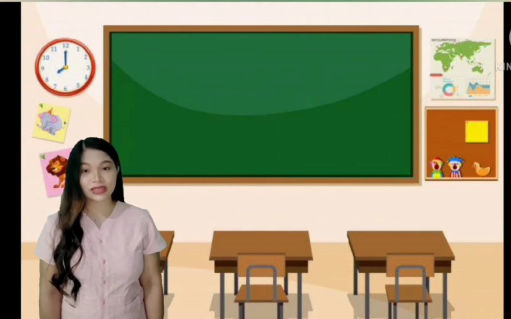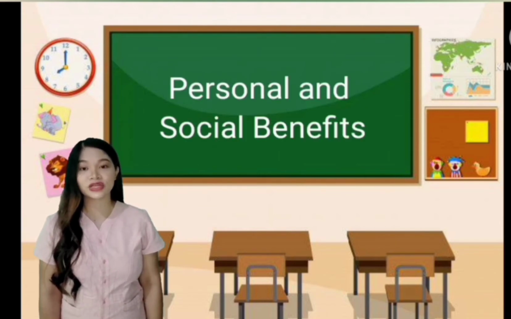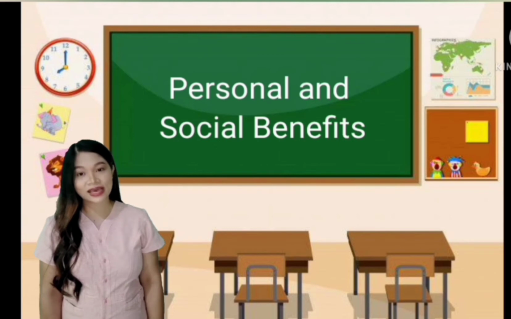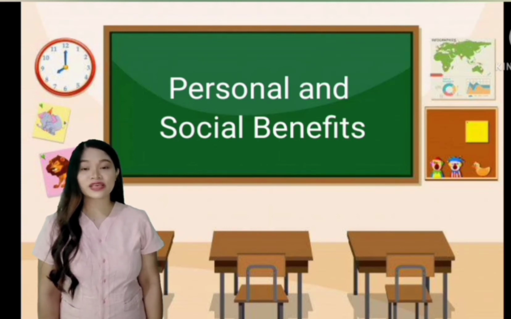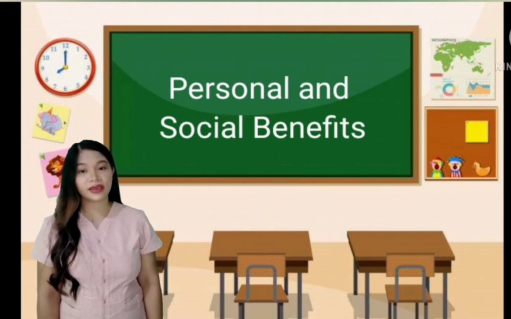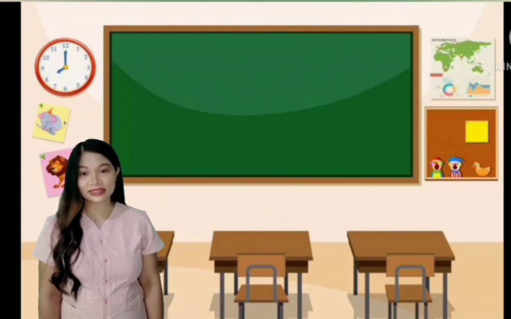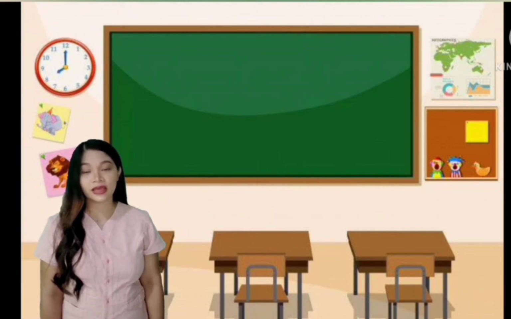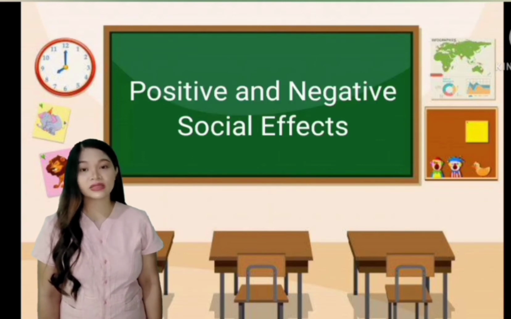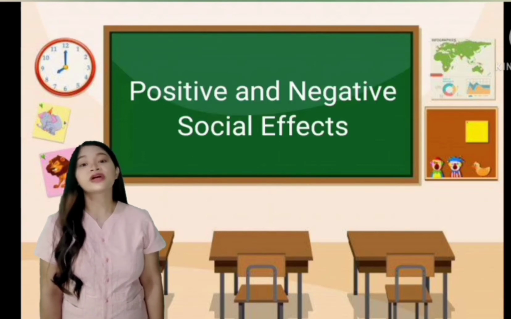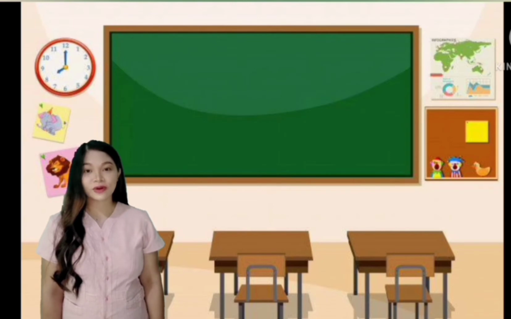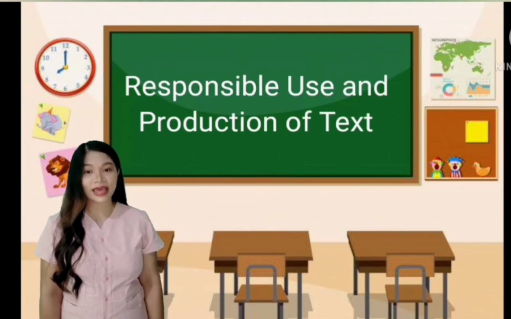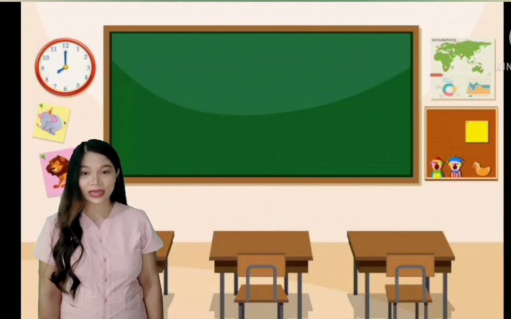Text is used and consumed for personal and social benefits. People access, evaluate, and use text like images and visual media for their own personal needs. On the other hand, text disseminated in the public sphere can have both positive and negative social effects. For this reason, the concept of responsible use and production of text has been highly advocated lately.